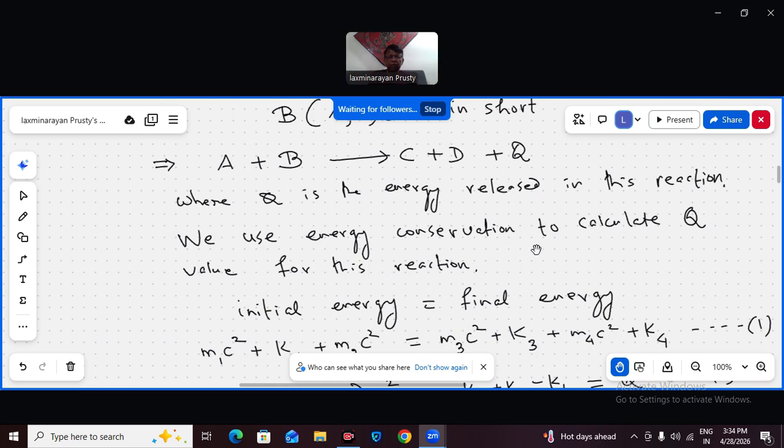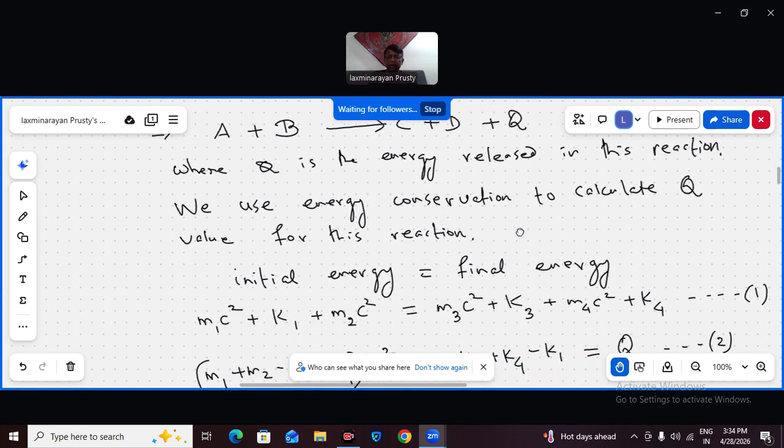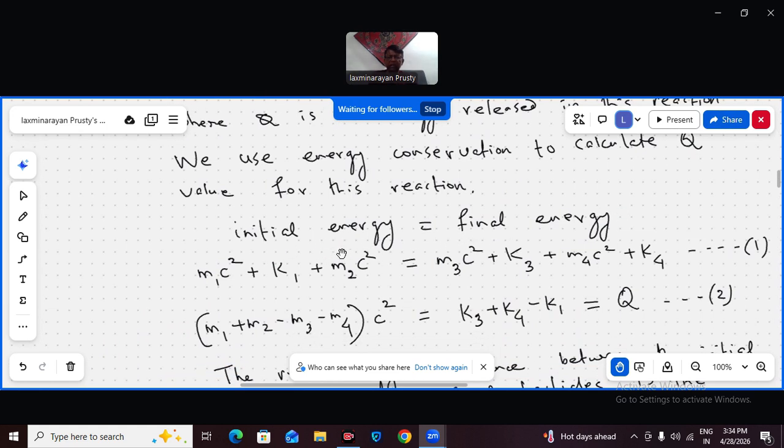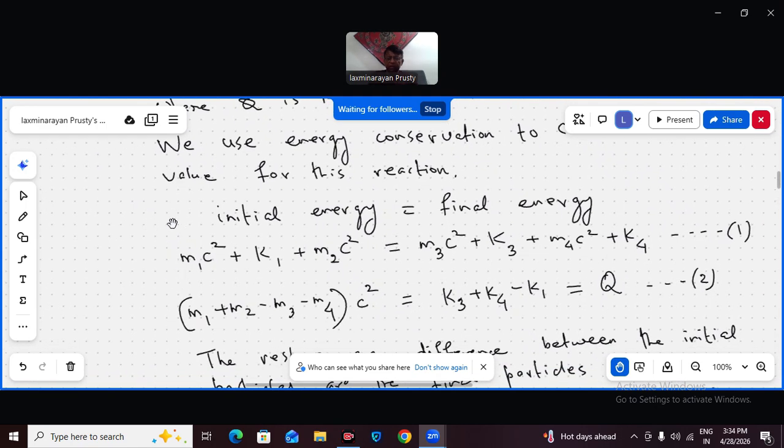We use energy conservation to calculate the Q value for this reaction. So initial energy is equal to final energy. Energy means here mass and energy together. As long as V is much less than C, I can use the rest mass energy plus K1 as the total energy. Otherwise, we have to use the relativistic one. Then M2 C square, because K2 is 0. This is the rest mass energy of the target nucleus M2, which is at rest.